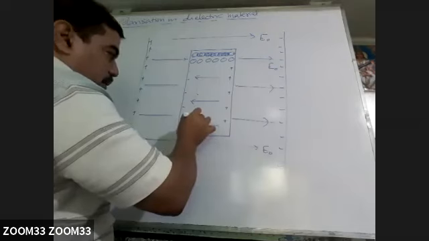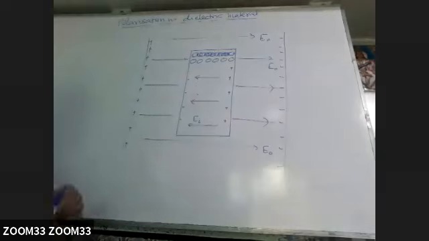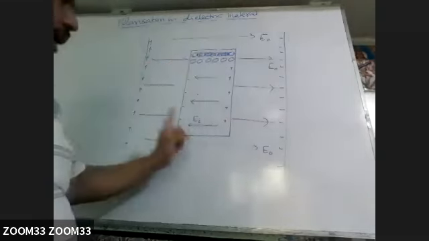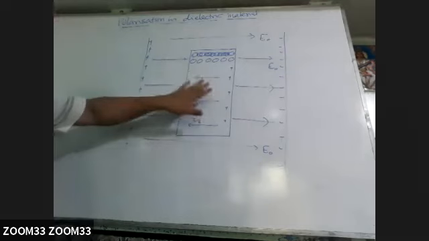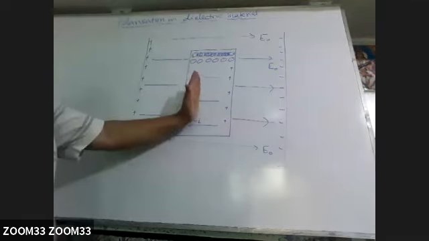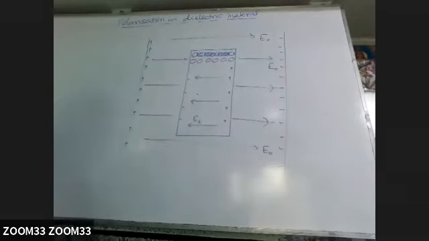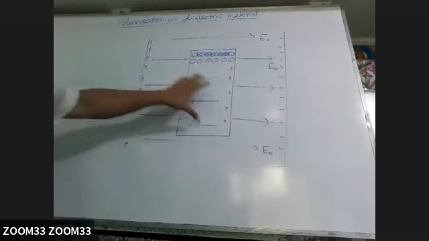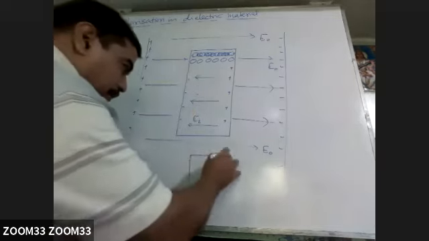Suppose this is the induced electric field, we can say. E naught is the external electric field, and this EI is the induced electric field which is inside. So what will be the net electric field inside the slab? This field is present, but this field will be weakened by this. So if you draw the electric lines of force inside the slab, what will it be?